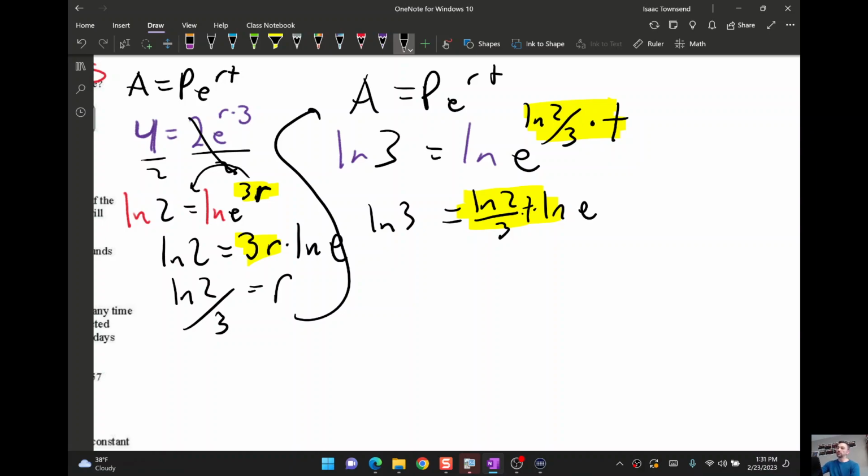Natural log of e is still 1. And I'm going to multiply both sides by 3 and divide both sides by the natural log of 2. And that leaves us with answer A.